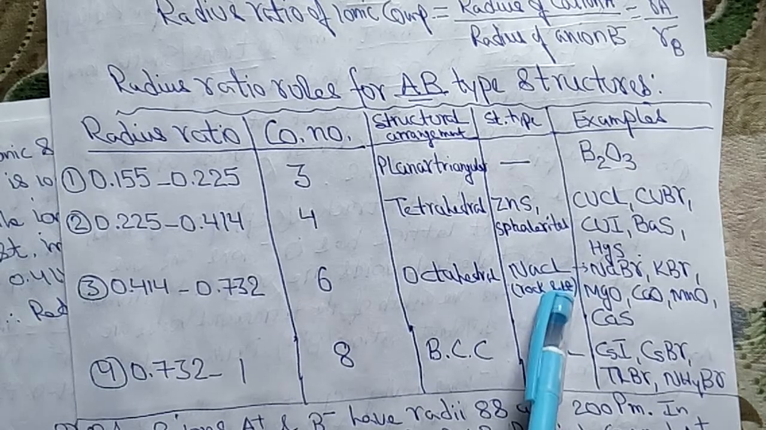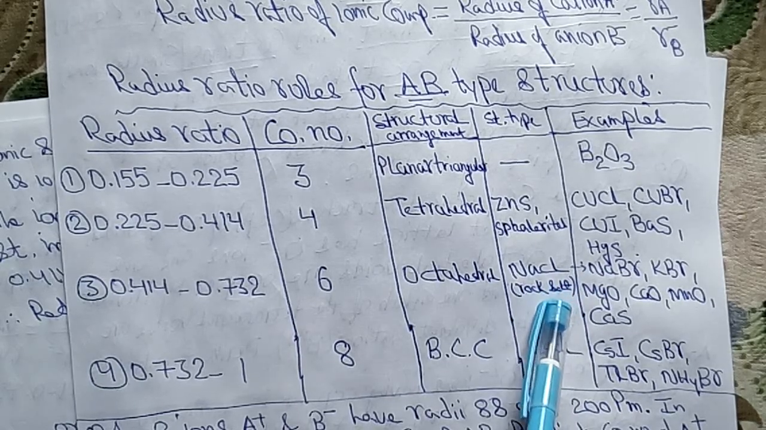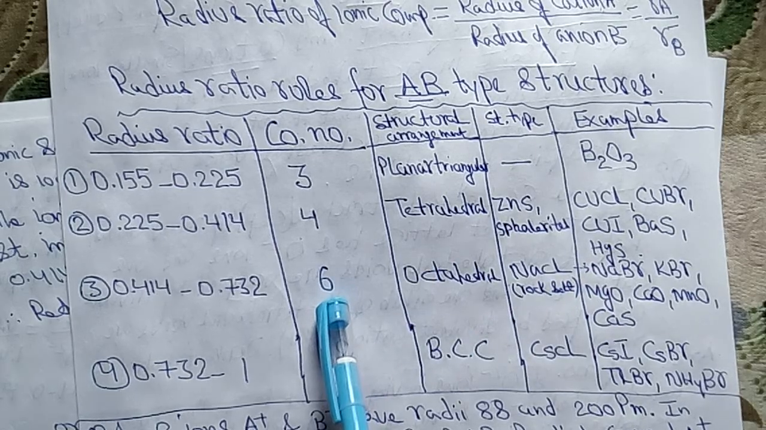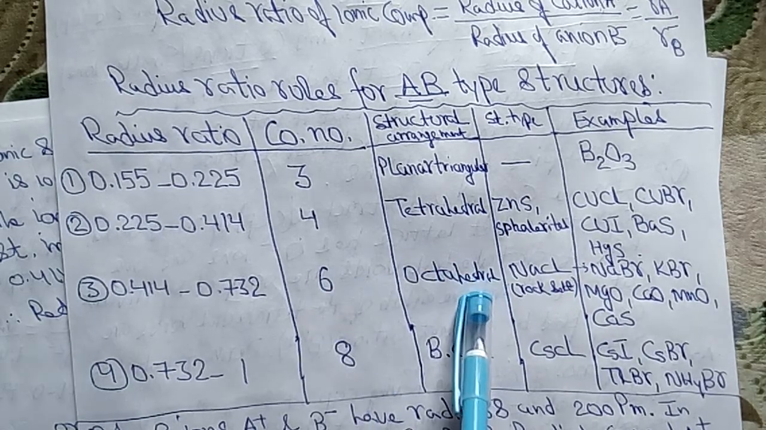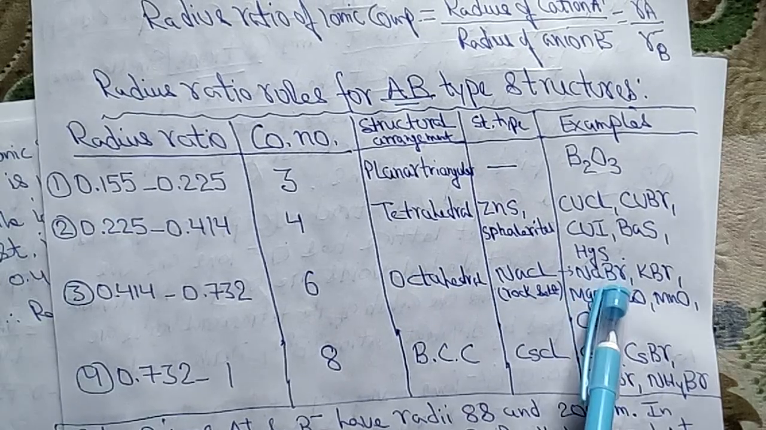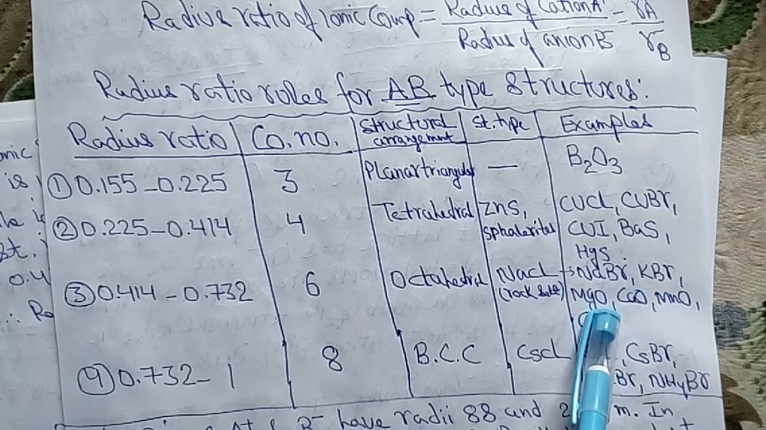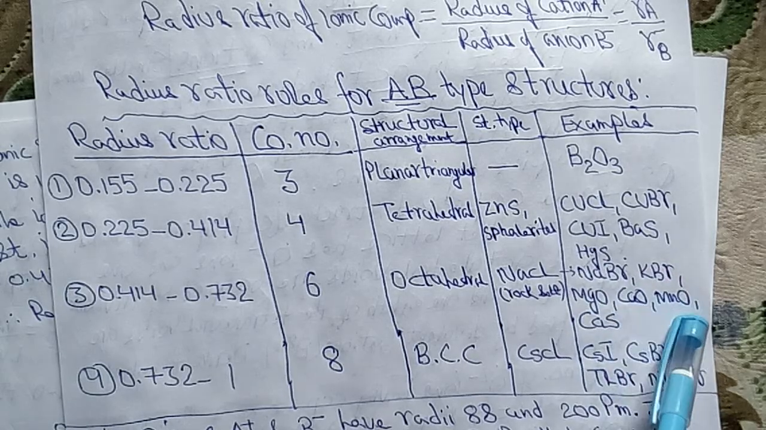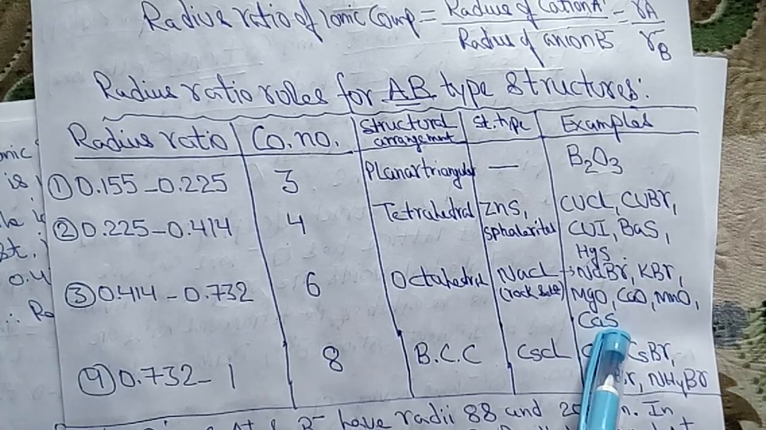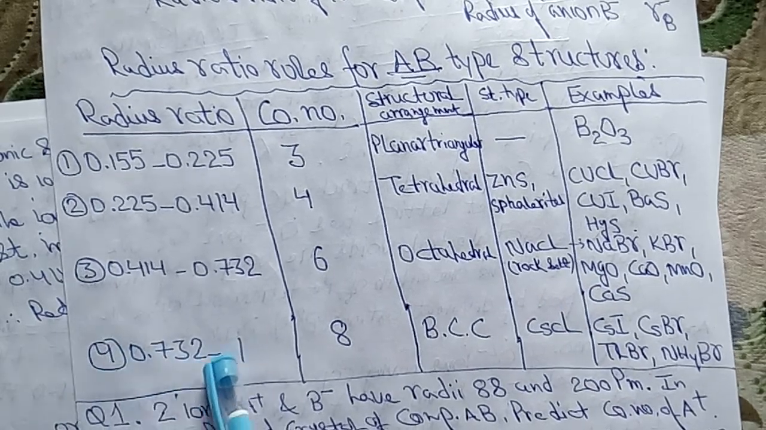Very important, the structure of NaCl, that is also called rock salt, has coordination number 6, octahedral structure in its crystal. Other examples showing this type of structure are sodium bromide, potassium bromide, magnesium oxide, calcium oxide, manganese oxide, calcium sulfide.